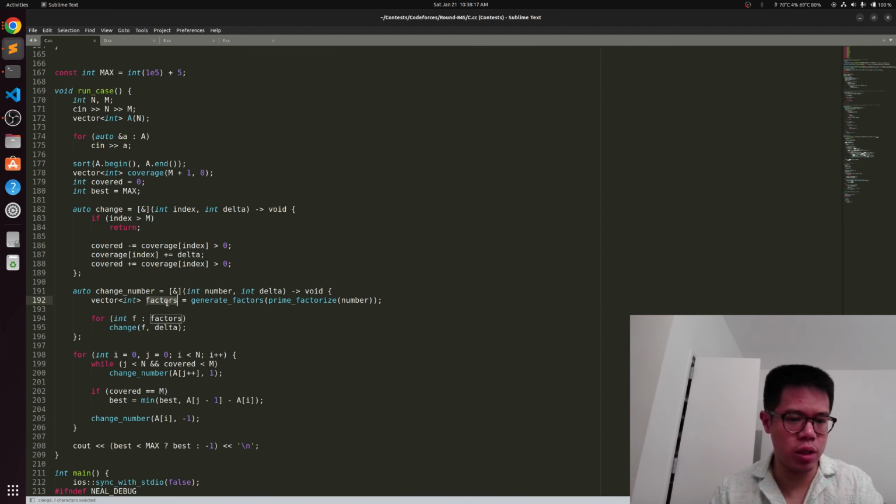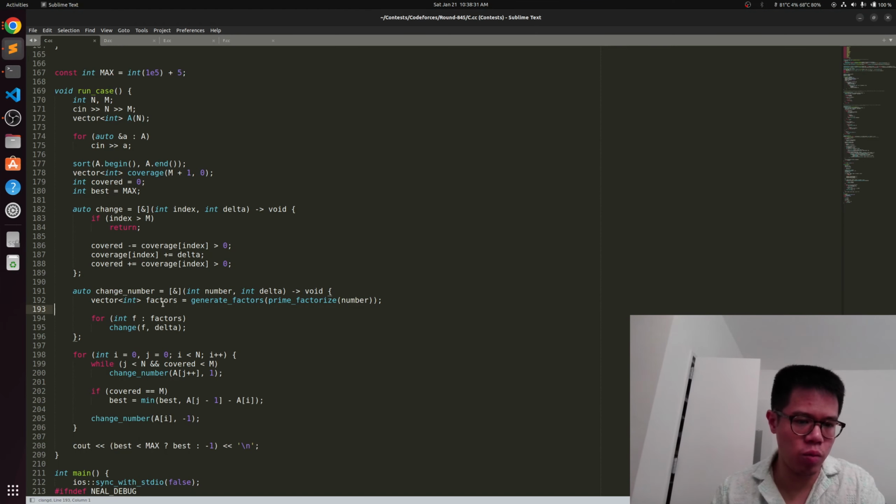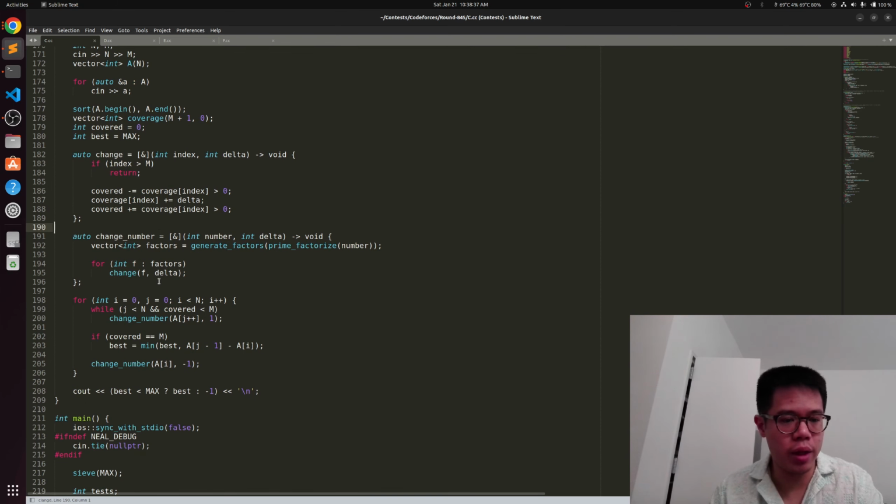And then the main thing here is we need to factor the numbers. So because the numbers are up to 10 to the fifth, we can actually iterate through all of their factors. There aren't that many factors. I think it was on the order of 100 at most. And so we can just iterate through all these factors, change those coverage values, and then we just do our usual two-pointer sweep. We keep going until we're covered or we reach the end.